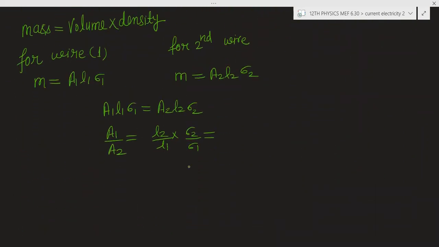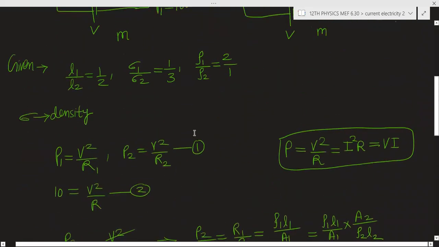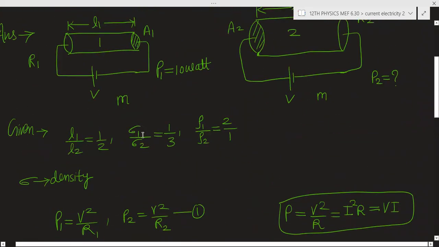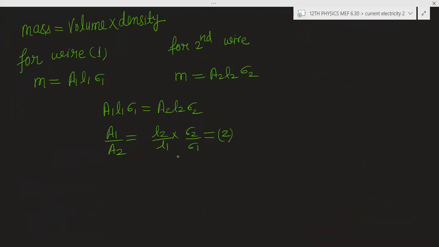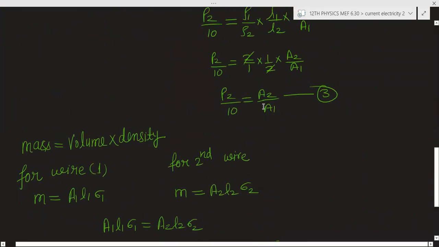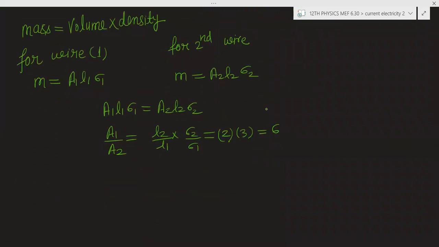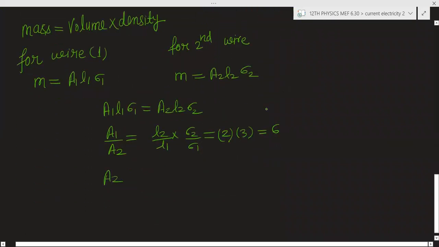This is simple math. Sigma 2 by sigma 1, sigma 1 by sigma 1. Sigma 1 by sigma 2 is 1 by 3, so sigma 2 by sigma 1 is 3. So this is 3, you will get 6. But you have to find A2 by A1, so you will just take the reciprocal of this. A2 by A1, you will get 1 by 6.